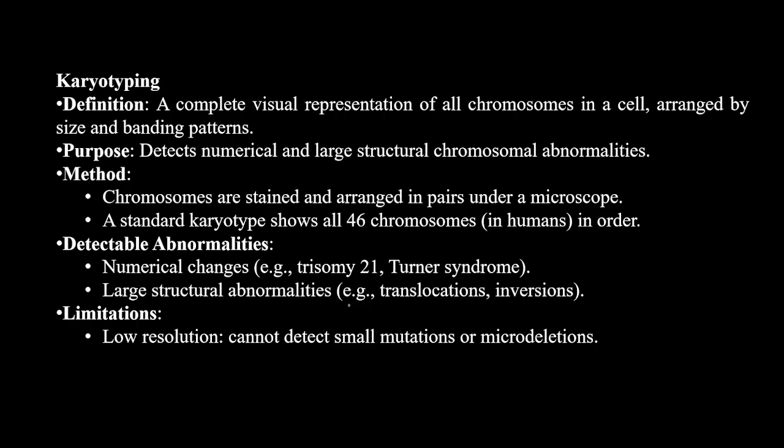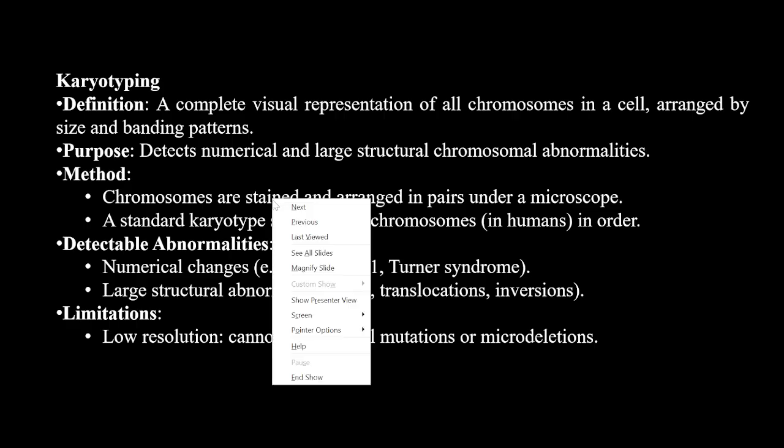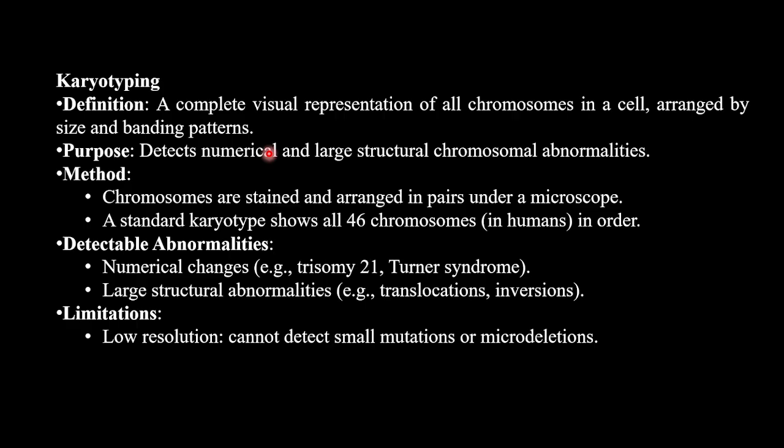So what is karyotyping? This is a visual representation of all the chromosomes in a cell arranged by size and banding patterns. It detects numerical changes, meaning if there is trisomy or monosomy, it can detect it. It can also detect structural abnormalities like translocation, as I showed you between 8 and 21, which leads to acute myeloid leukemia.